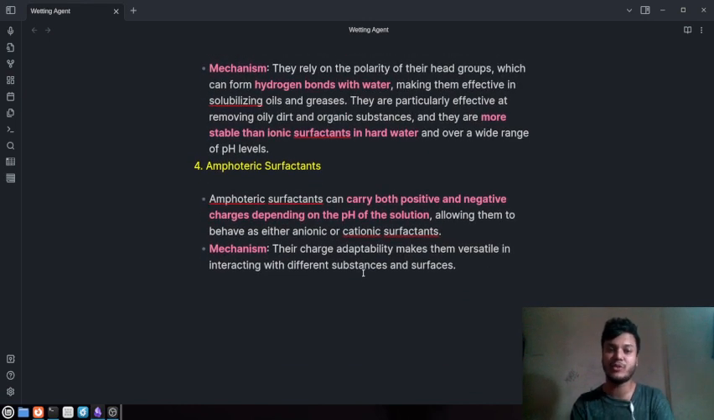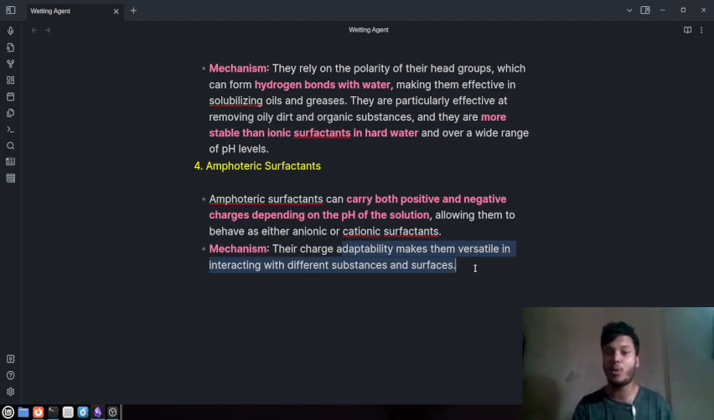The fourth kind of wetting agents are the amphoteric surfactants. Amphoteric surfactants are really unique. They carry both the positive and negative ions. This is why they can work with any kinds of particles, depending on the pH of the solution, and they have great adaptability, which makes them versatile for interaction with different kinds of fabrics and different kinds of solutions.